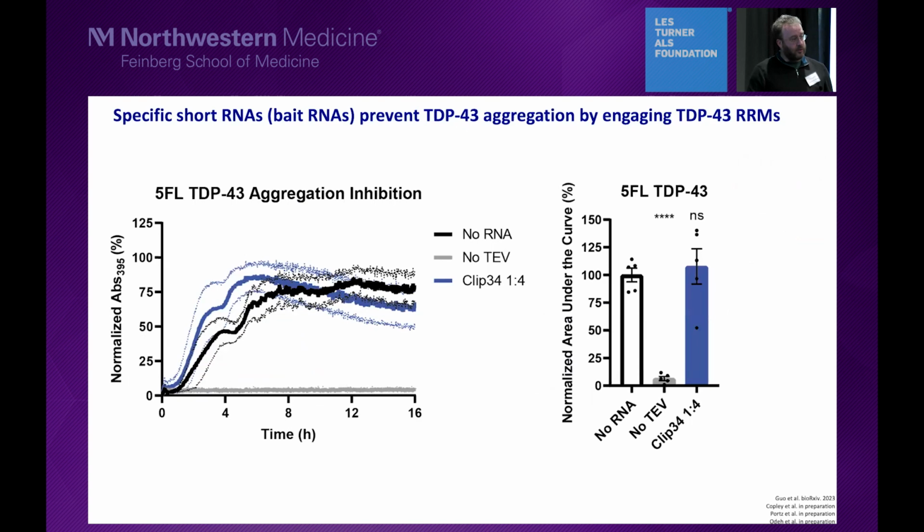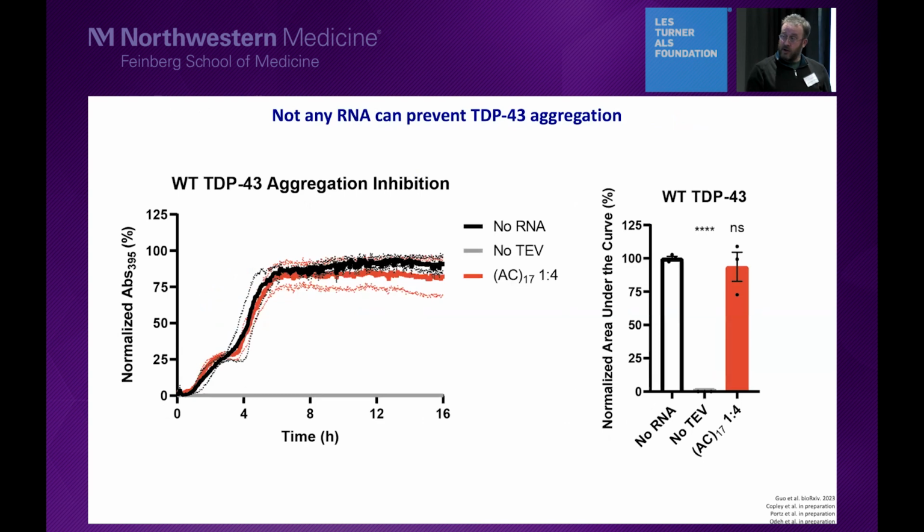Next, we wondered whether this also required engagement of the RRMs of TDP43. So this mutant form of TDP43, 5FL, was resistant to the effects of CLIP34. We could not inhibit the aggregation of 5FL with CLIP34. But we also wondered whether any RNA could also exert this effect on TDP43. And so this turned out not to be the case. If we take this control RNA, AC17, this is unable to antagonize TDP43 assembly, suggesting that we really are able to find short specific RNAs that are capable of inhibiting TDP43 aggregation.